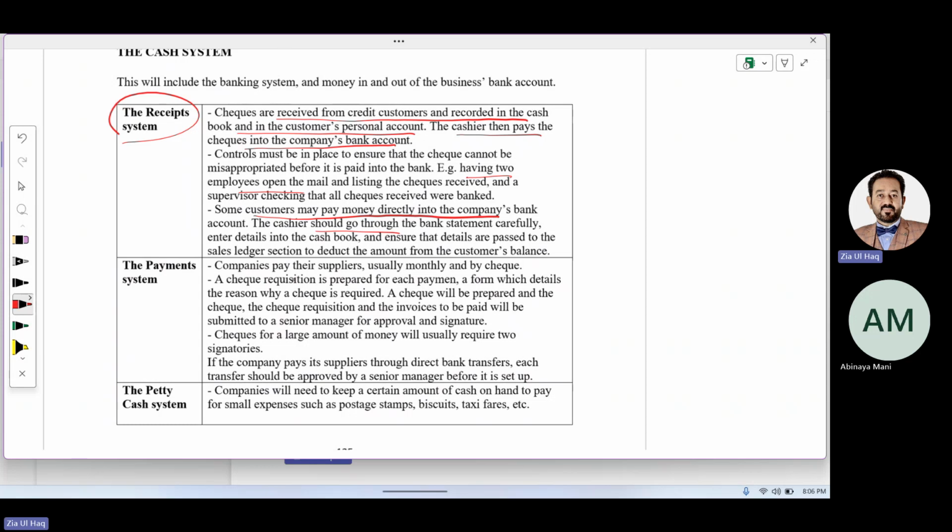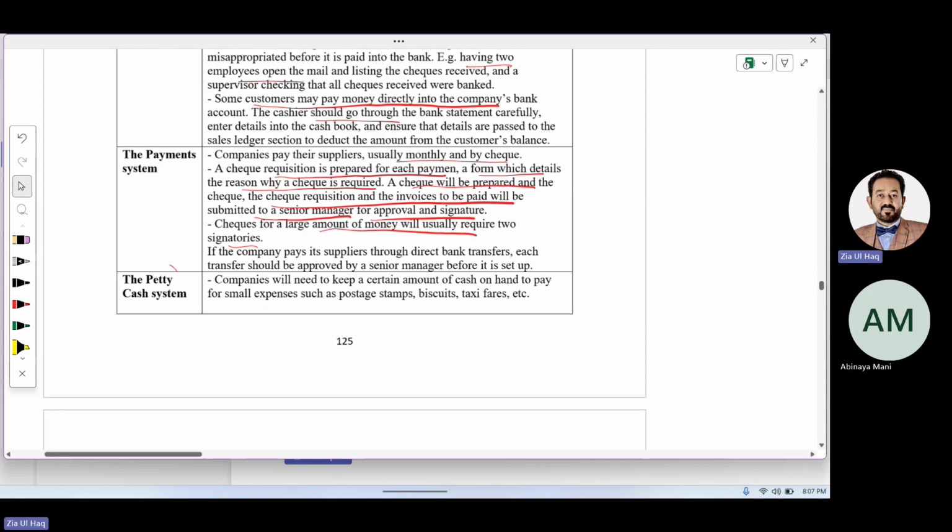And for payment, companies pay their suppliers usually monthly by check. A check requisition is prepared for each payment, which details the reason why a check is required, meaning the invoice you should check while making payment. A check will be prepared, and the check requisition and the invoice will be submitted to a senior manager for approval, and there should be two signatories. And a check for a larger amount of money will usually require two signatories.